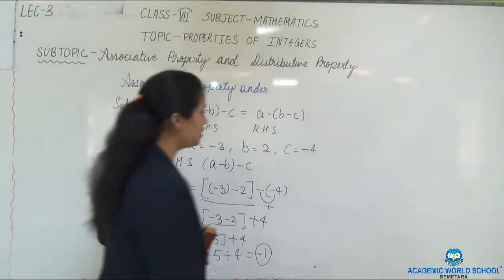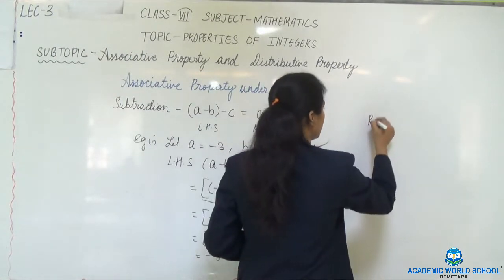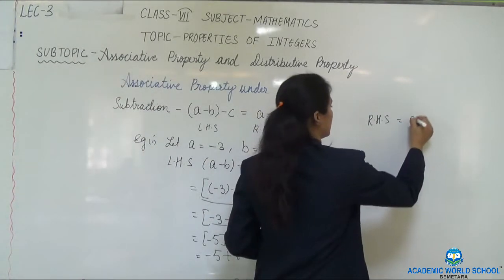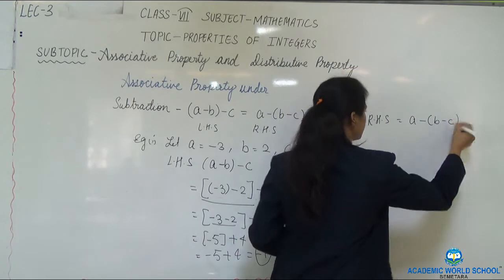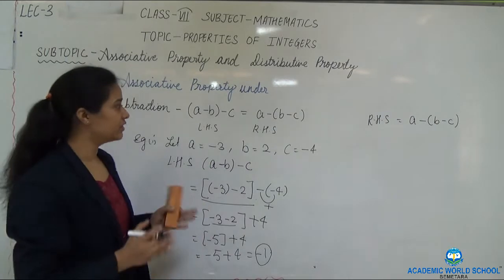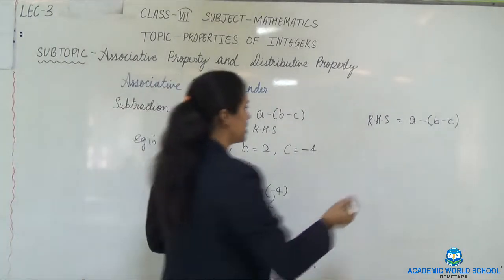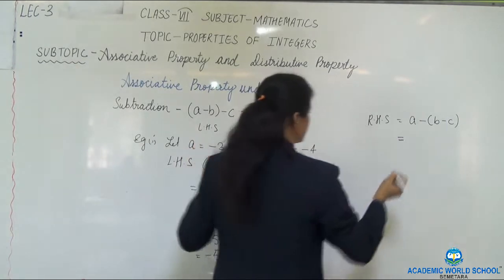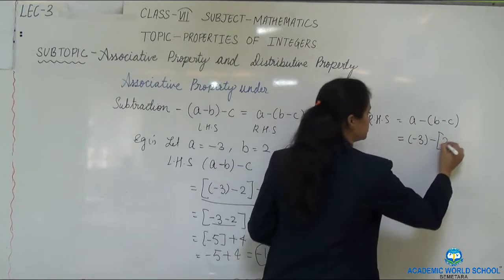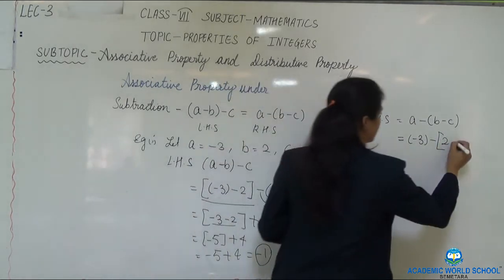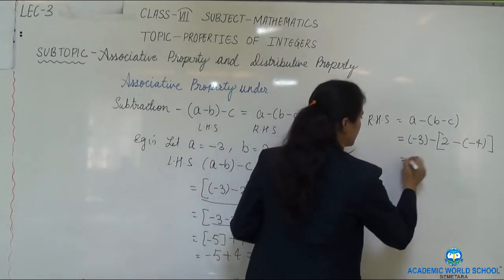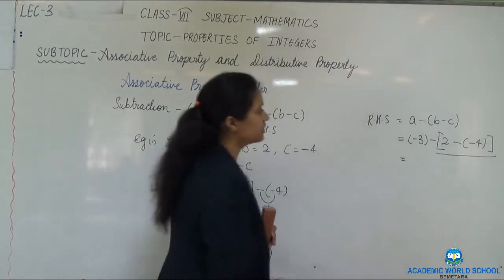Now we need to check it for the right hand side. Now consider RHS. RHS is A minus (B minus C). As you can see, associative itself means regrouping. We change the arrangement of grouping. What is A over here? -3. What is B over here? 2. And what is C over here? This is our C. Now, again we have a bracket, so first we need to open the bracket.